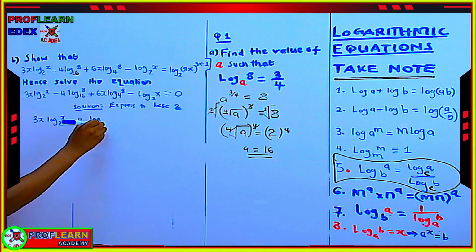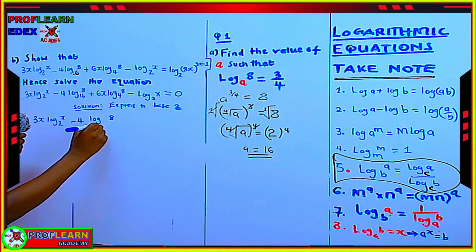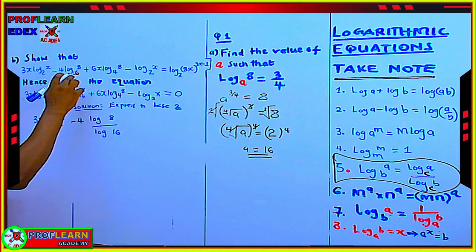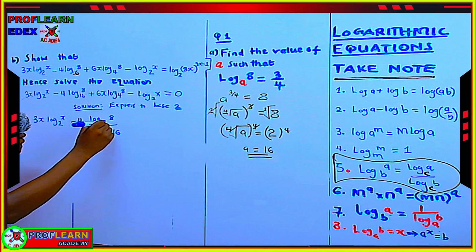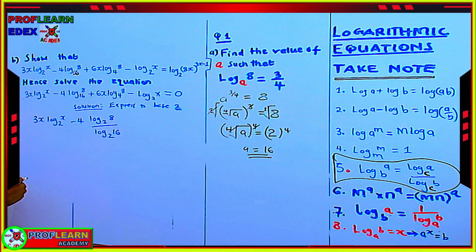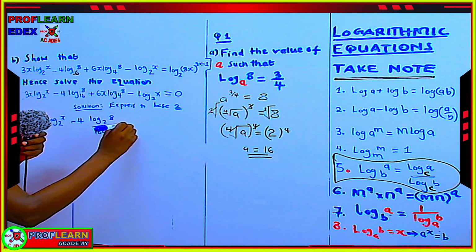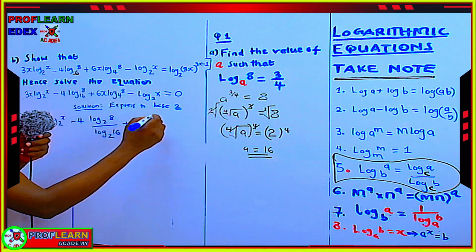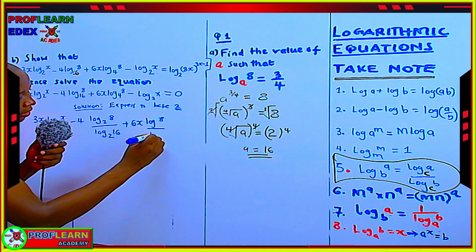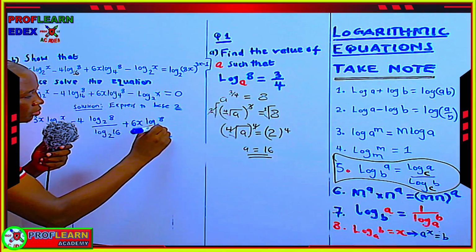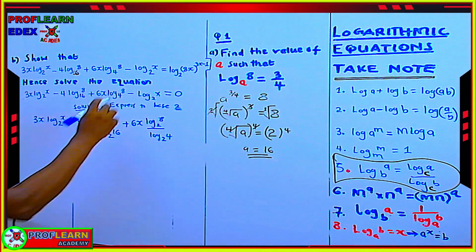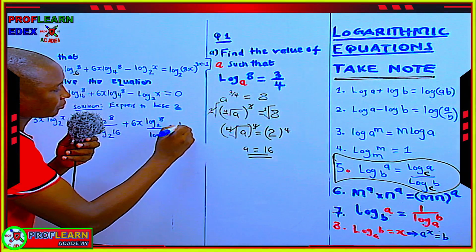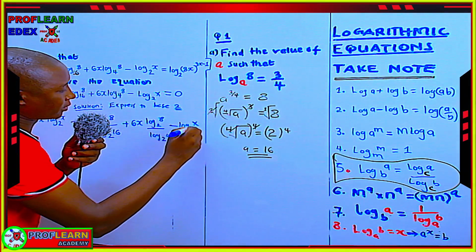So we are going to say log 8 over log 16, 8 over 16. Then we introduce the new base that we are interested in. For this one, we are going to say plus 6x log. The base is different, so we're going to say log 8 over log 4. Then we introduce the base that we want. But this one is in the correct base, so we are going to write it the way it is: log x to the base of 2.